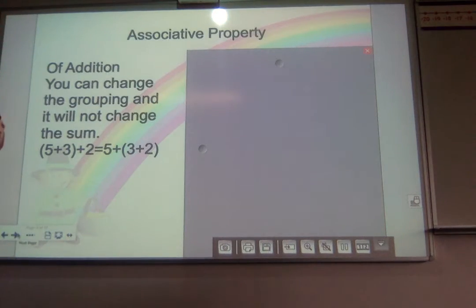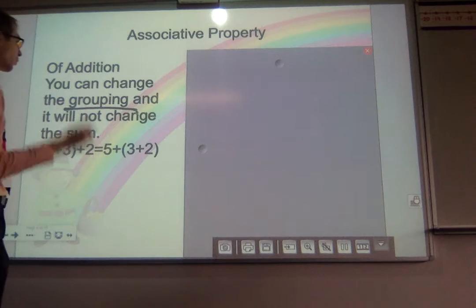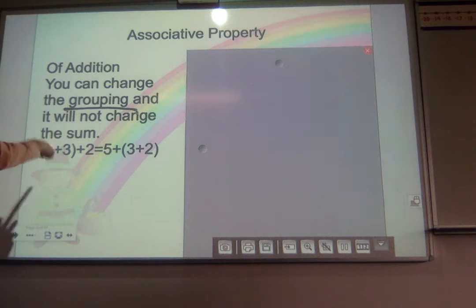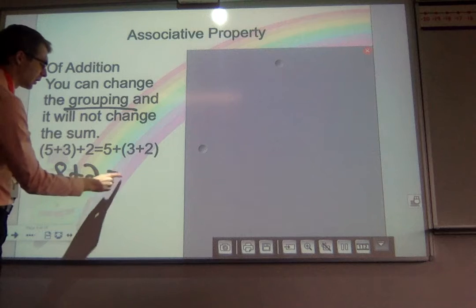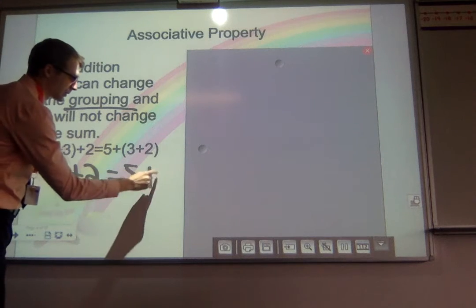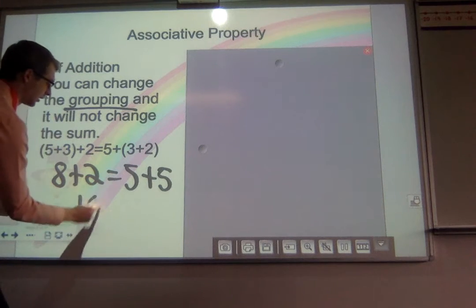All right, looking at the associative property, this one is all about the grouping. We can change the grouping, but it's not going to change the sum. So 5 plus 3, that's going to be 8 plus 2. And then here we get 5 plus 3 plus 2, which is 5 plus 5. We can see we get 10 on each side.